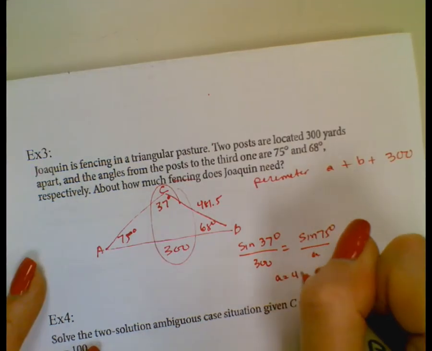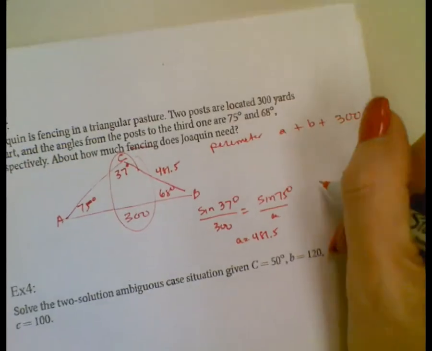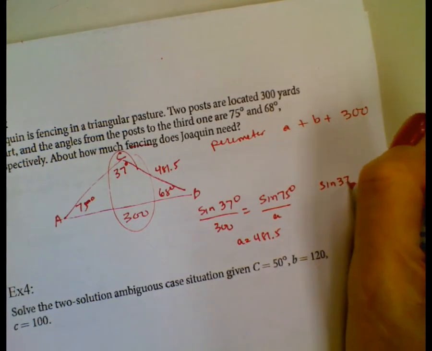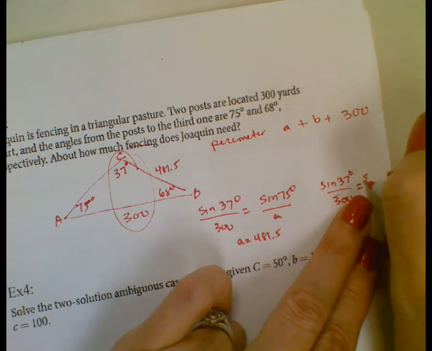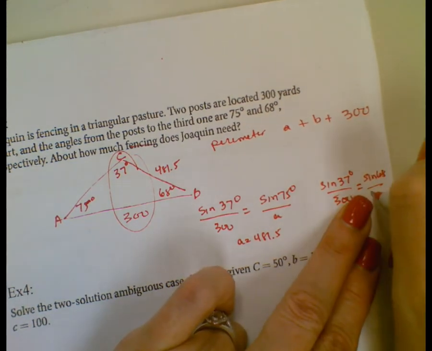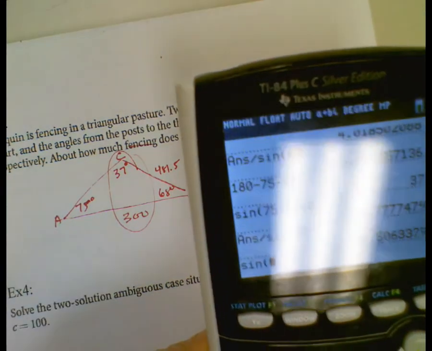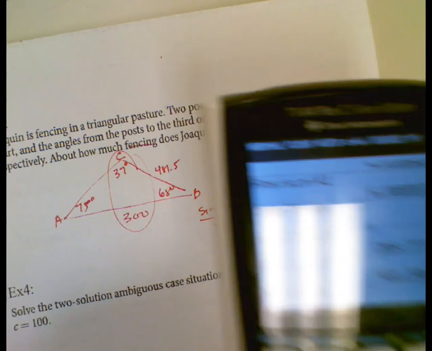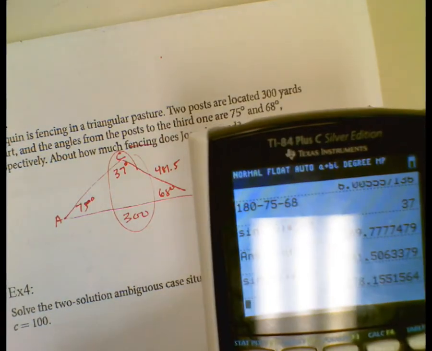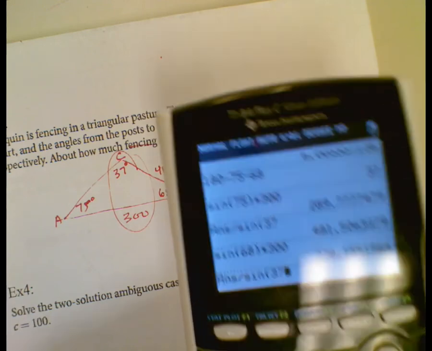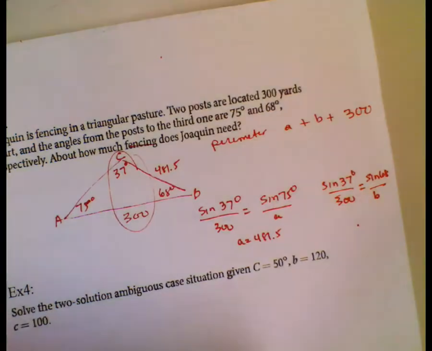A is 481.5. Now to find B, we're going to take that same ratio, sine 37 over 300. And this time we're going to use the 68, sine 68 over side B. So we're going to go sine 68 times 300 divided by sine 37 for 462.2.